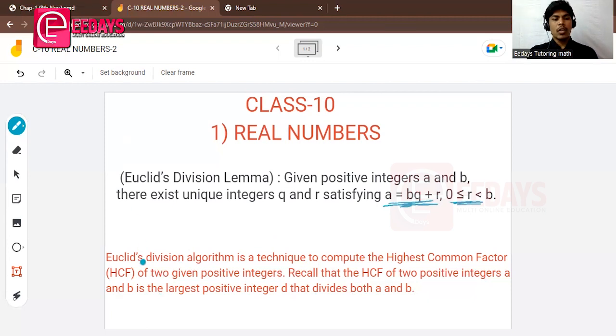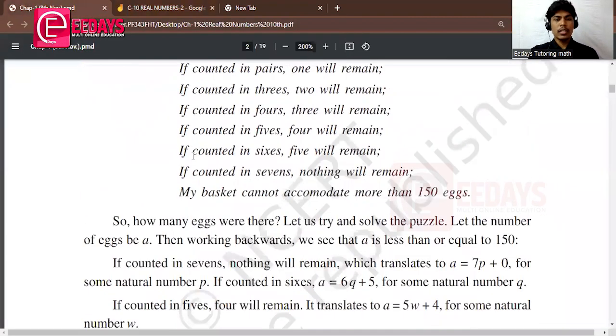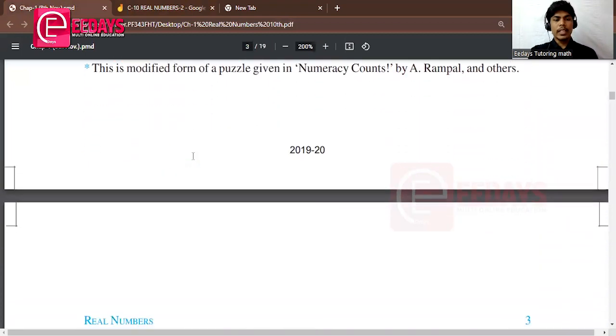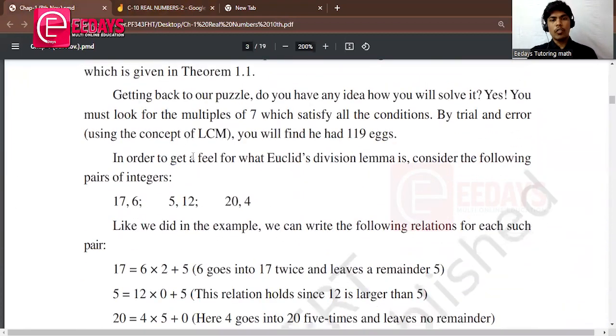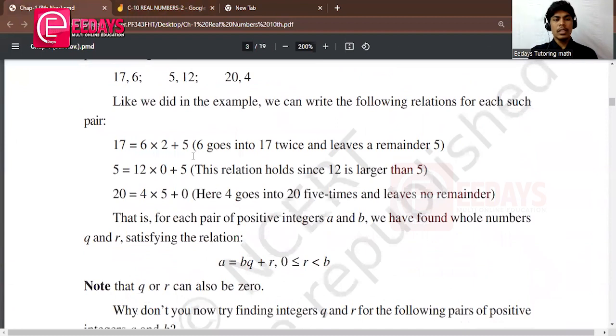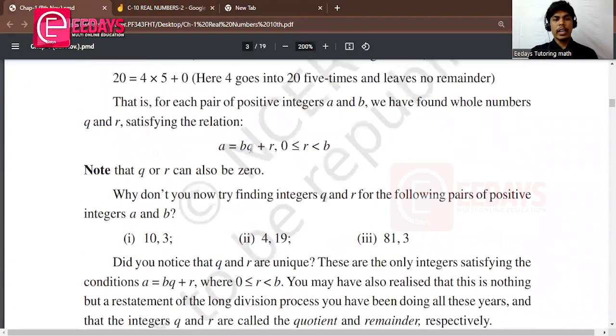We also discussed the Euclid division algorithm, which is a technique to compute the HCF, the highest common factor. Let's see the step-by-step solution. These things we already covered: how to find the HCF of two numbers. This condition is important for any two positive integers: a = bq + r.